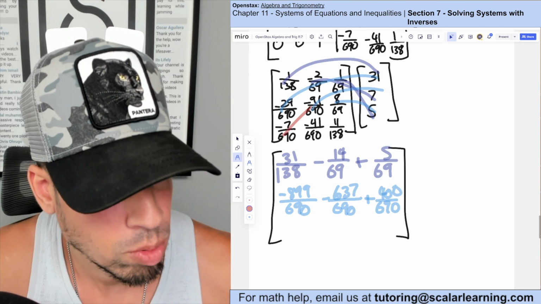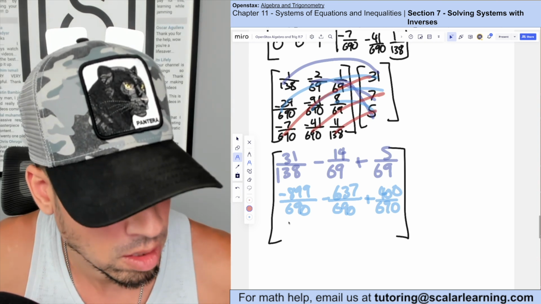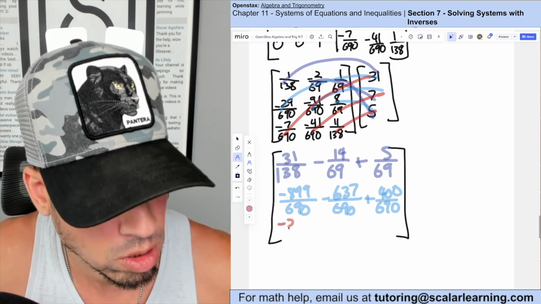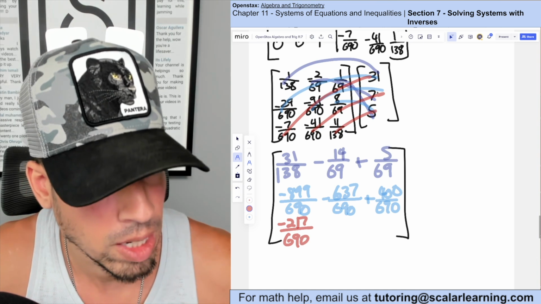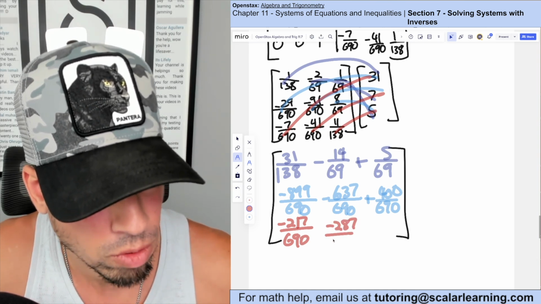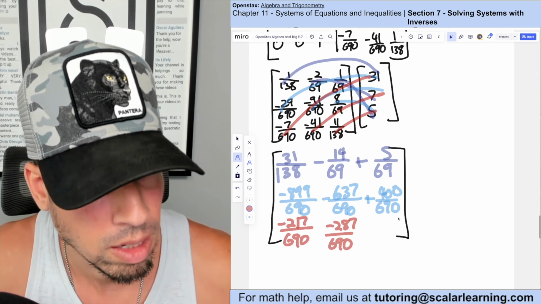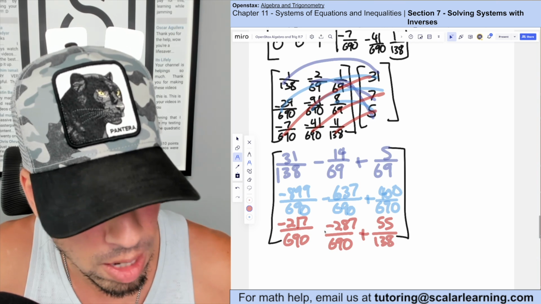And then last but not least, we got this times this, plus this times this, plus this times this. So that is negative 210, negative 217 over 690. And then we got negative 287 over 690, and then 55 over 138. And all these are being added together.